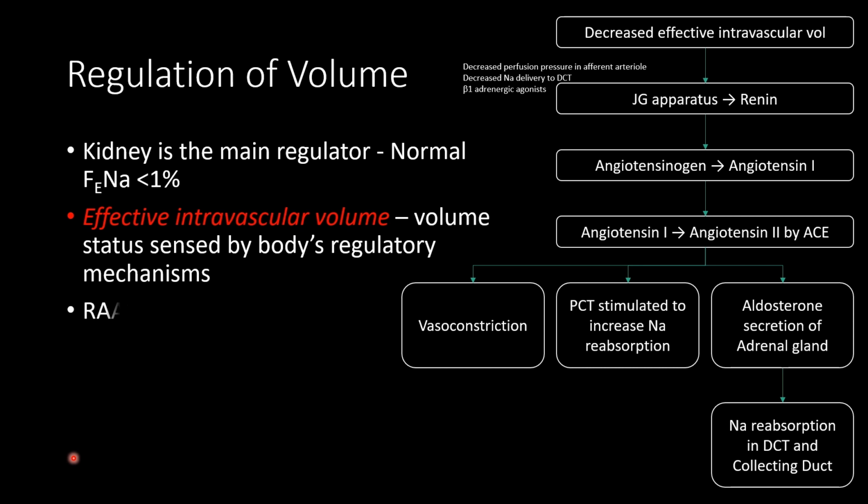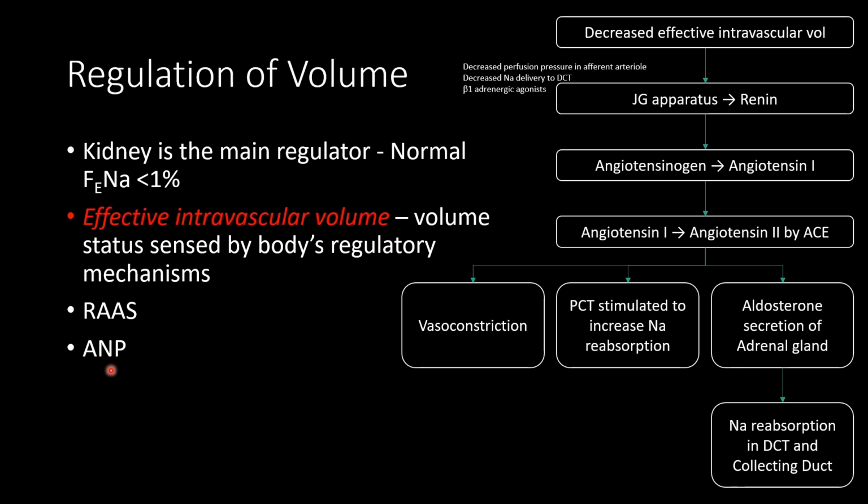The RAS system we learnt about. This is the renin angiotensin aldosterone system. We obviously know about atrial natriuretic peptide. Atrial natriuretic peptide is secreted by the atria of the heart in response to volume stretching the walls of the atria.